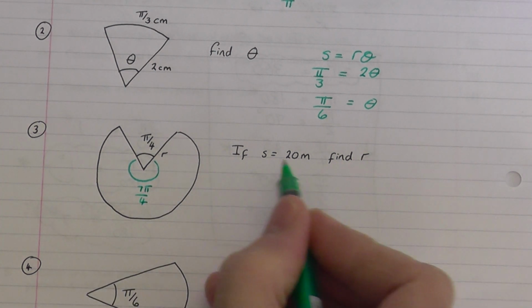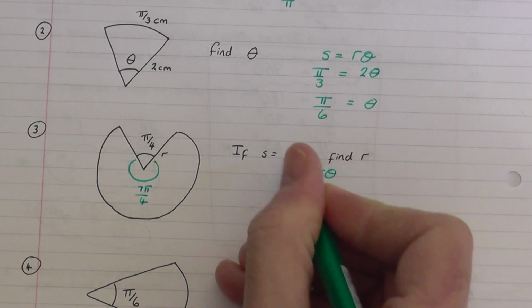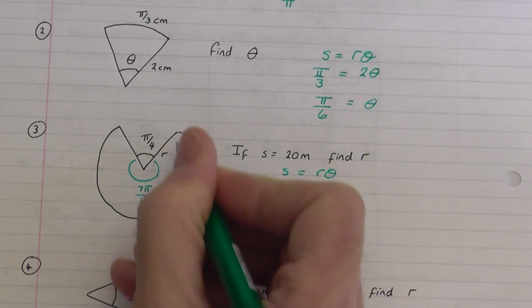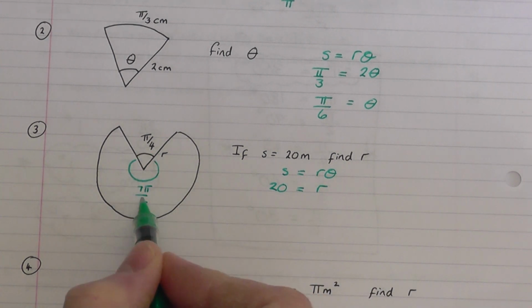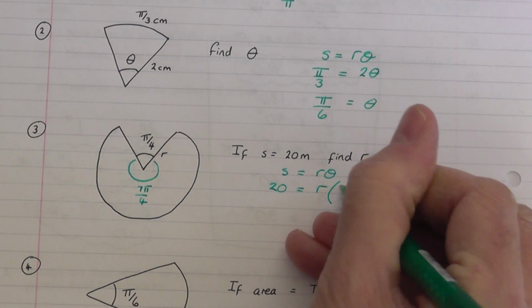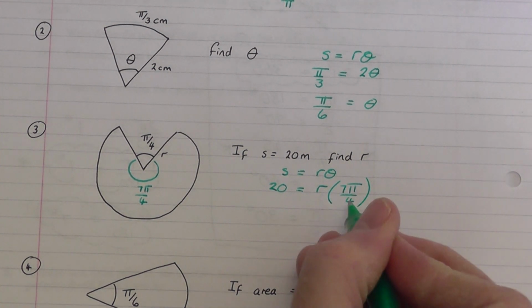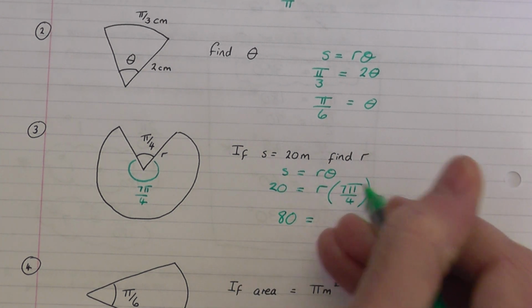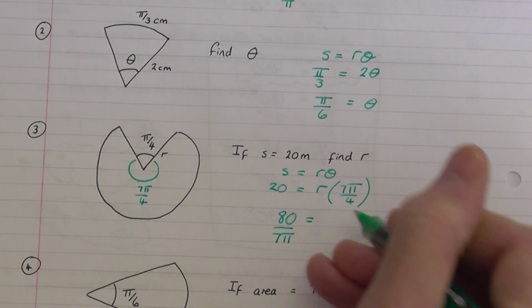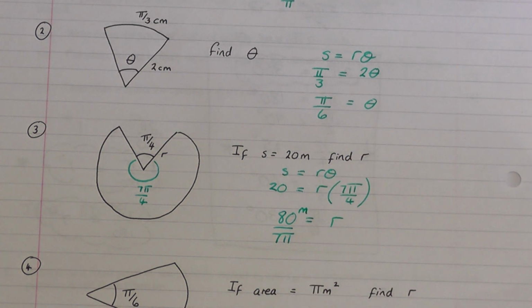Now we can apply s, because we're told something about s, equals r theta. So s is 20, equals radius, don't know, that's what we're going to try and find. Find r, it says. And theta is 7 pi by 4. So we'll put that in a bracket, 7 pi by 4. Okay, solve the algebra. Times both sides by 4, you get 80 on the left. And divide both sides by 7 pi. So 80 over 7 pi equals r. And remember, if that's in meters, the radius will be in meters. Again, leave the answer with pi in.